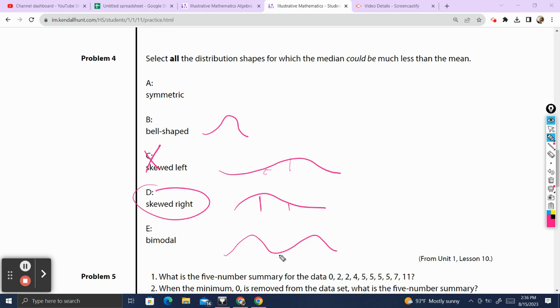When we have a bimodal distribution, we're going to have 2 humps. In this case, the mean could be in the center, and the median would also most likely be in the center, depending on the distribution of the data. So the shape for which the median could be less than the mean, the only one that I've determined to be correct is D, which is the skewed right. Let's keep going on to the next question.